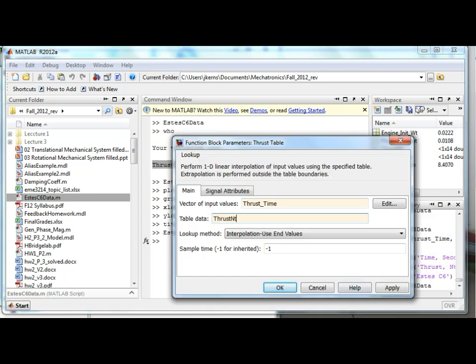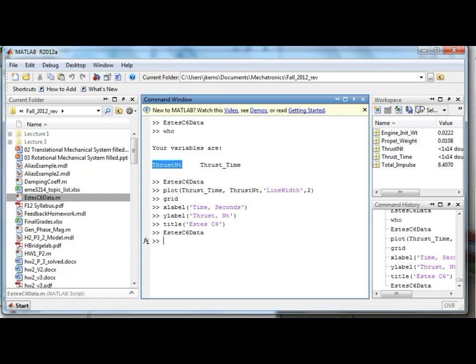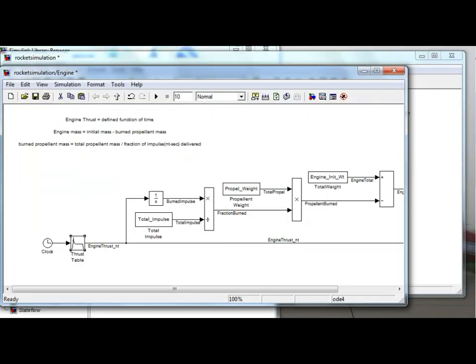Control V. Okay, so now it's going to look to the workspace to pick up a variable, which is the time index of the data, and this thrust in newtons as the thrust value. And if I wanted to change engines, I just load different data into my MATLAB workspace. And okay, so the output of that is the engine thrust in newtons as a function of time.